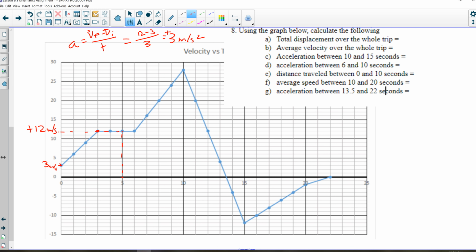Now, another thing that this kind of graph might ask, it might ask, what's the displacement between 0 and 6 seconds? Now, there are a couple of ways that I can calculate displacement that we've learned in class. I can use this. Is that going to work on this graph? Nope. Position is not on this graph. I cannot get those values off of this graph. That formula is out.